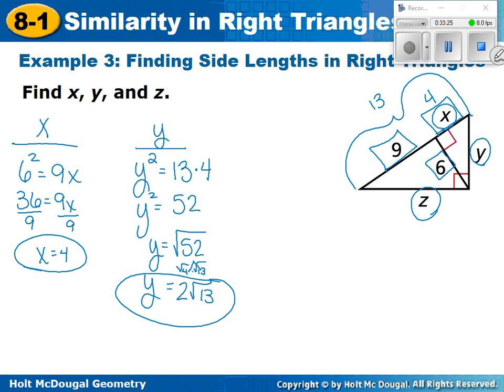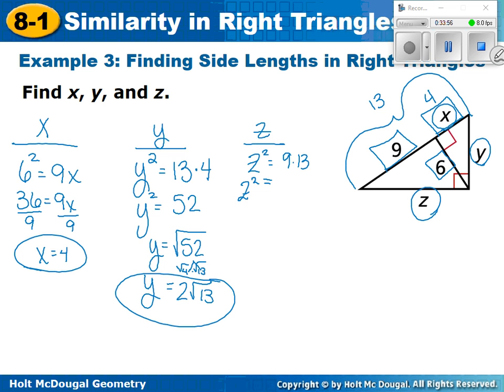Okay, let's try it again. Somebody different, help me find z using the shortcut. And beware, if you're not talking to me, I'm going to call on you. Go for it, Martin. Very good. Leg squared equals the whole hypotenuse times the part touching the leg. So 9 times 13. What's 9 times 13?